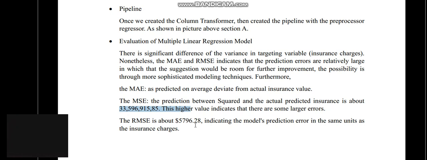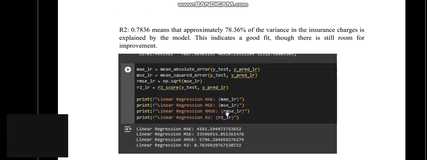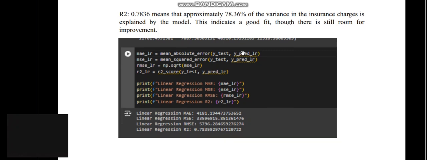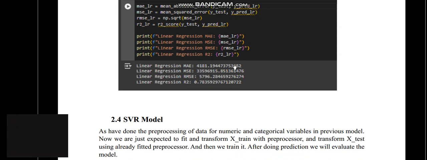Okay, the RMSE is about $5,796, indicating the model's prediction error in the same units as the insurance charges. And the last one talks about the number showing that approximately 78% of the variance in the insurance charges is explained by the model. This indicates a good fit, though there is still room to improve. It should still be improved with different good techniques.